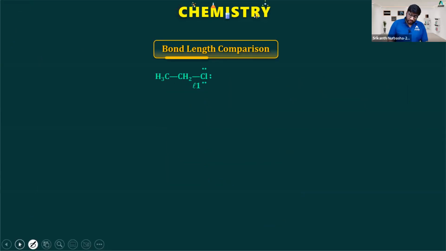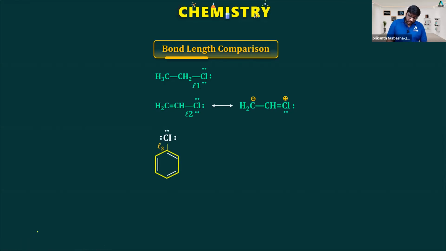Bond length comparison. Compare CH3CH2Cl, CH2=CHCl, and C6H5Cl, where the bond length is high. Arrange L1, L2, L3. In CH3CH2Cl, L1 is the bond length of the carbon-chlorine bond. In CH2=CHCl, L2 is the bond length of the carbon-chlorine bond. In C6H5Cl, L3 is the bond length of the carbon-chlorine bond. Where is the bond length high?